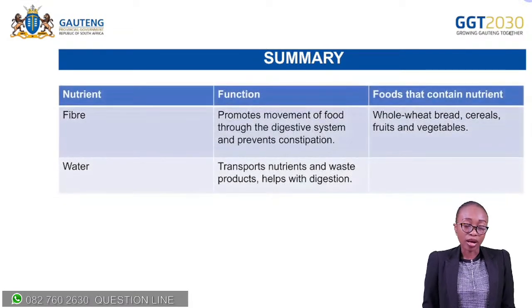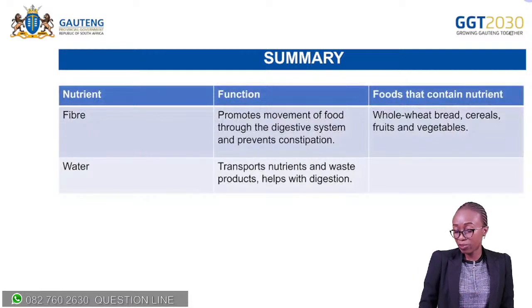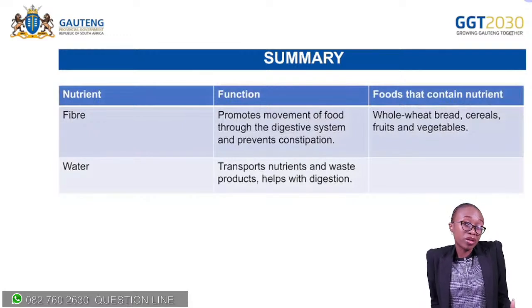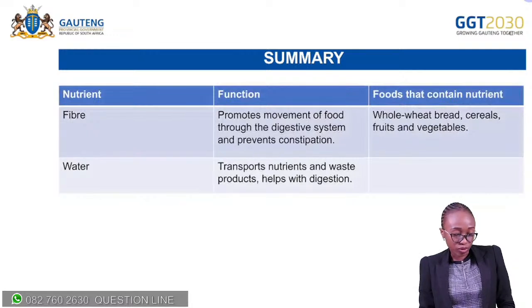Next, fiber. Fiber promotes the movement of food along the digestive system and prevents constipation. So where can we find fiber? Whole wheat bread, cereals, fruits, and vegetables.